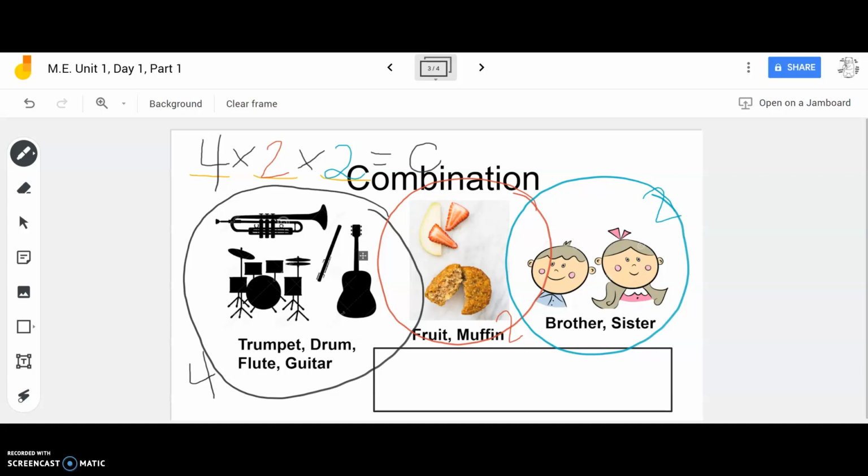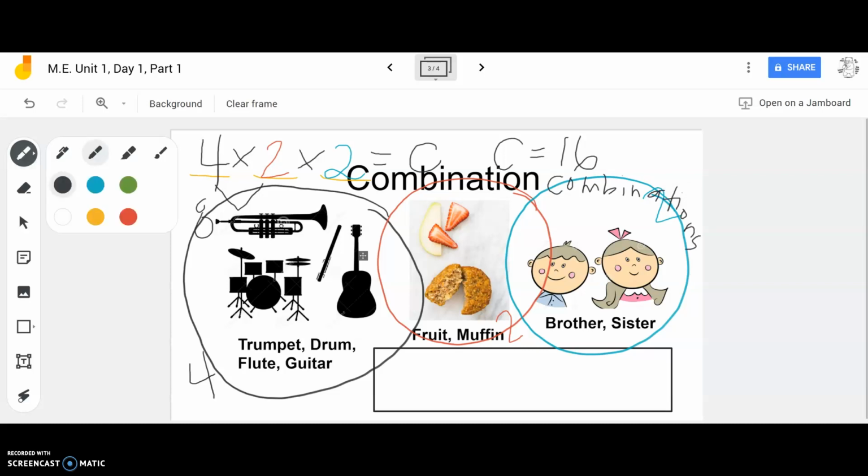Well, let's see. 4 times 2, that equals 8. And 8 times 2 is 16. So C equals 16. But to be perfect in 5th grade math and to be great at 5th grade math, I need a label. So 16 combinations. Let's check.